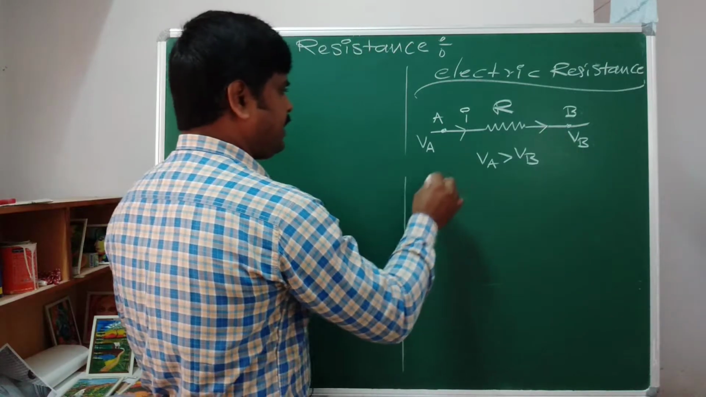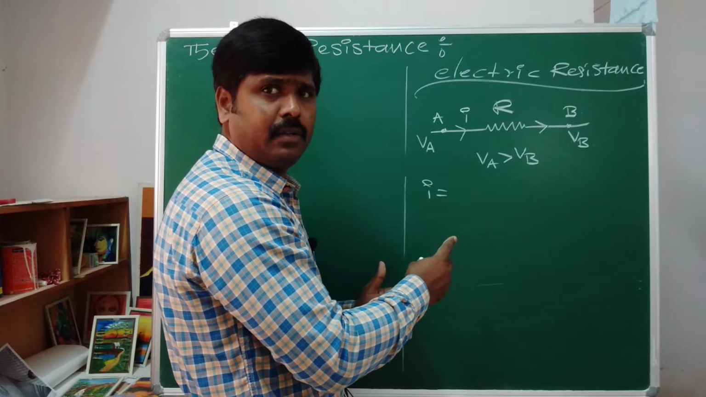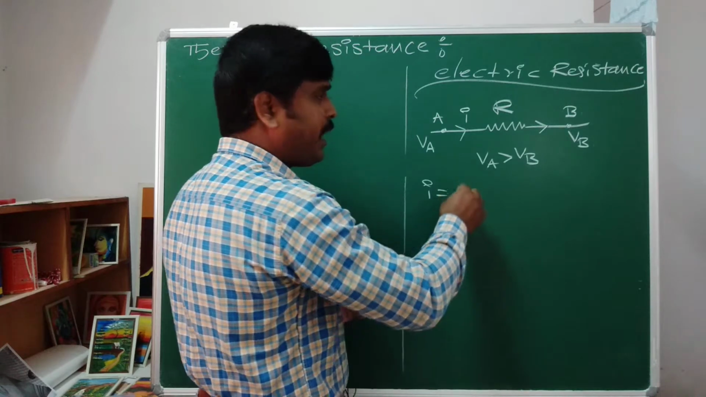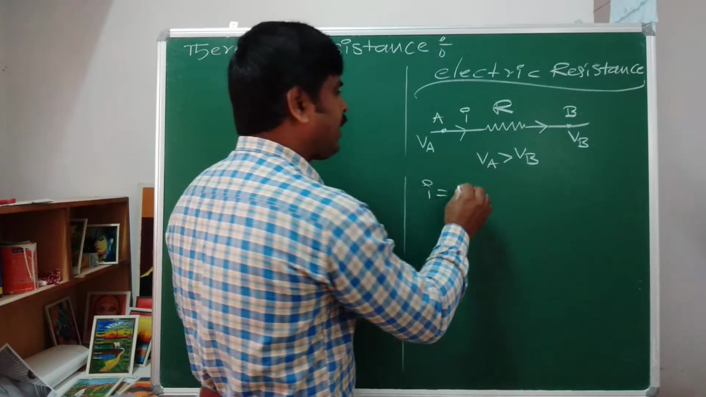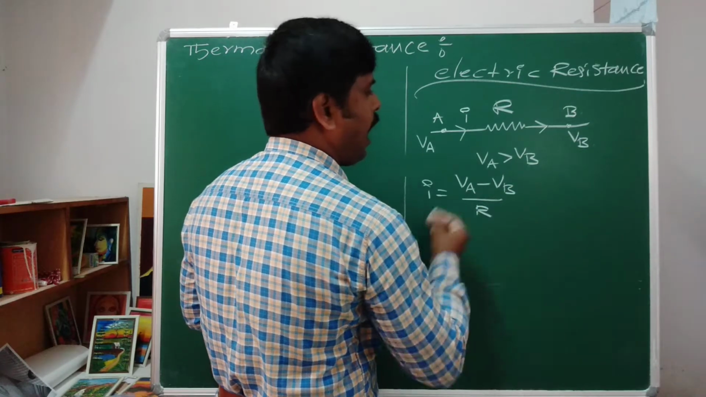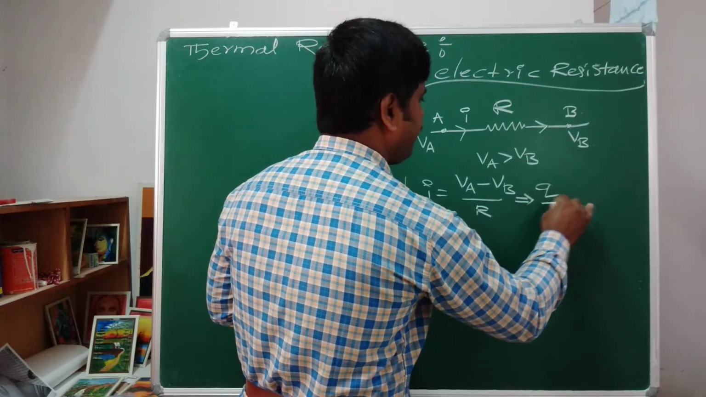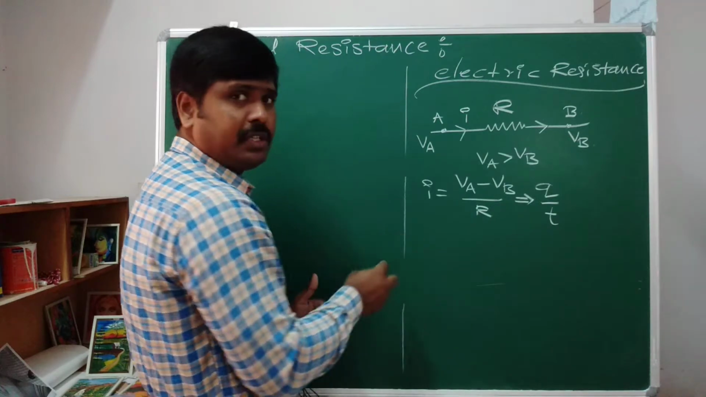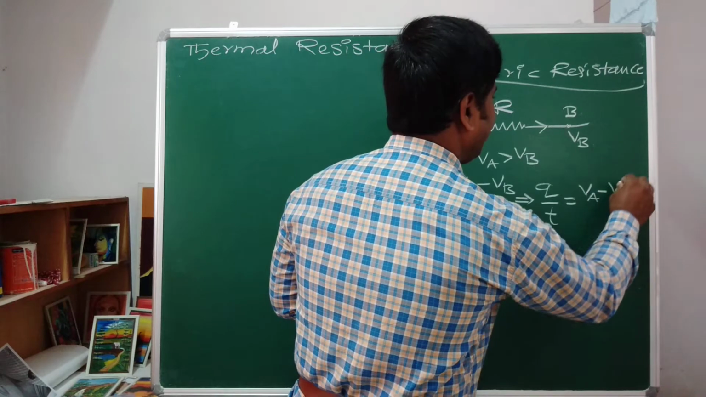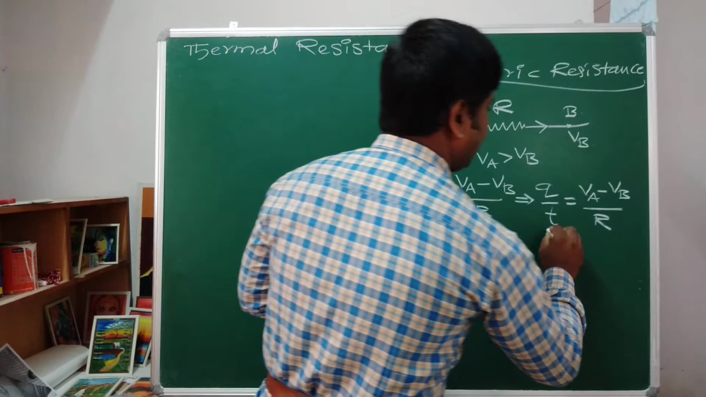So what is the current formula? I is equal to V divided by R. V is equal to IR is Ohm's law. So I is equal to V divided by R. For that, a potential difference is there, so I is equal to VA minus VB divided by R. Nothing but current is equal to Q divided by T. Rate of flow of charge is called current, which is equal to VA minus VB divided by R. So this is our formula.